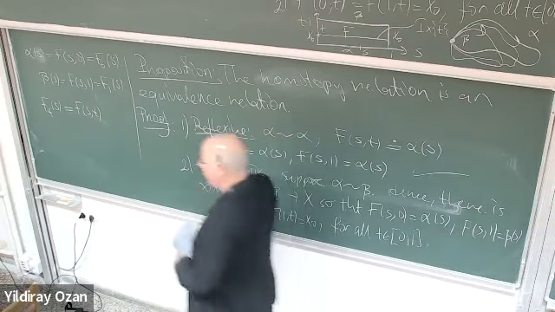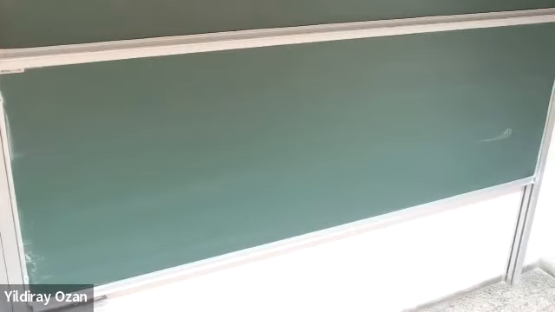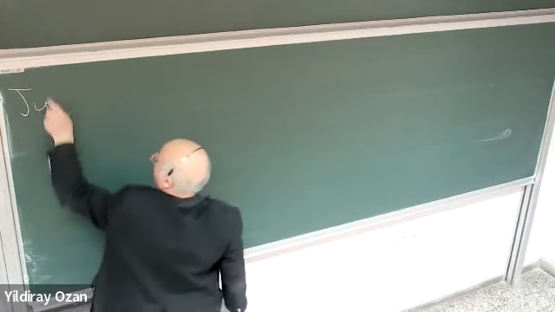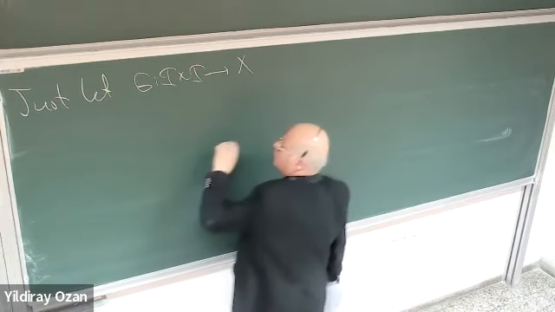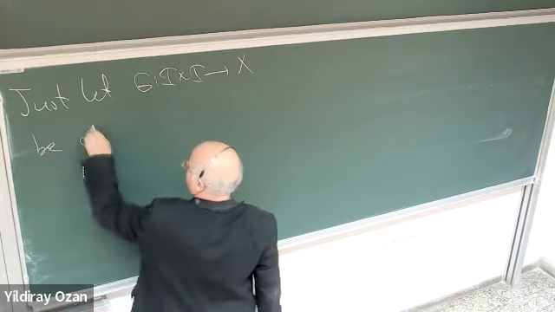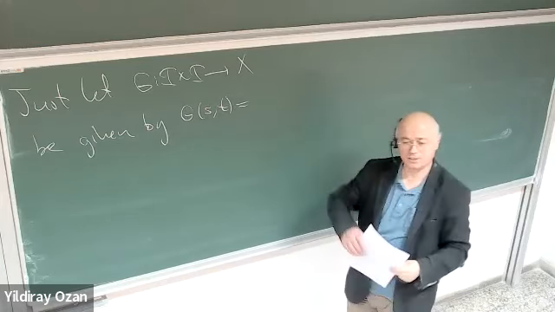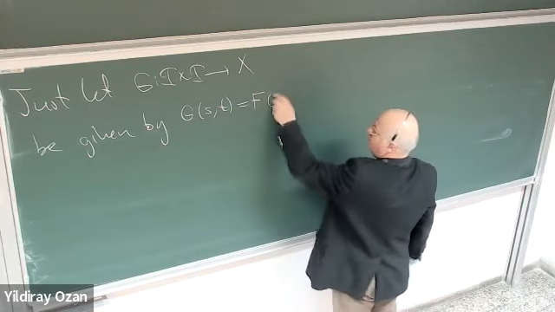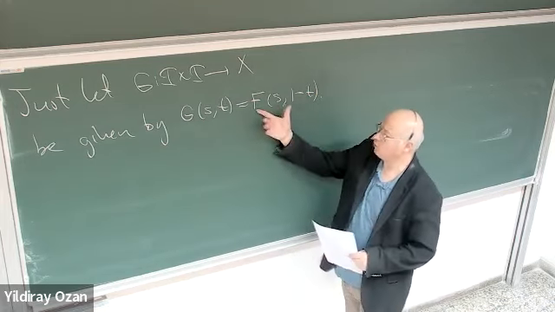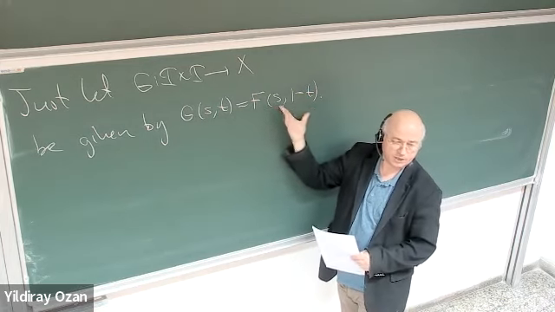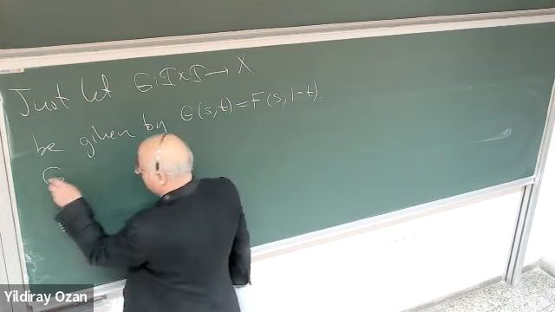How can we do this? Well, it's not difficult. Just let's say G be defined, be given by G of s, t is this one. So it is just F upside down. How can you do this? I can just do it this way, okay? Now, since f is continuous, g is clearly continuous because it is just basically f. Instead of t, you have 1 minus t. G is clearly continuous.